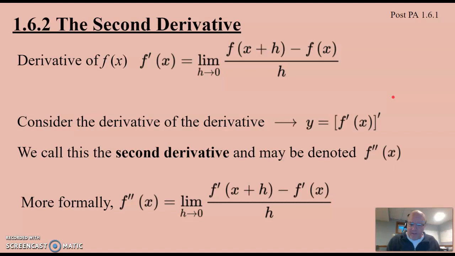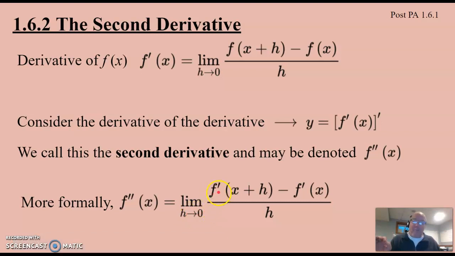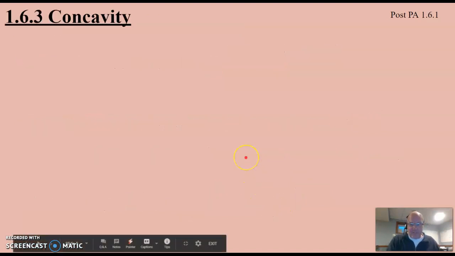So if we want a formal definition of this, f double prime of x is just the limit definition of the derivative of f prime. So it's the limit as h approaches 0 of f prime of x plus h minus f prime of x over h.